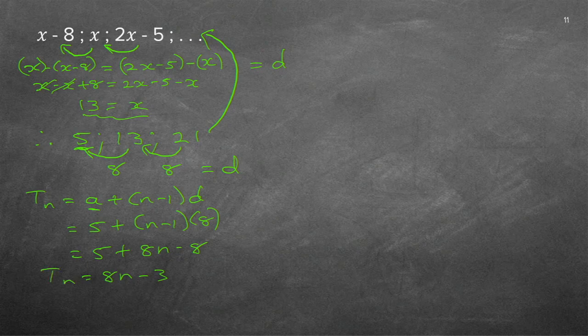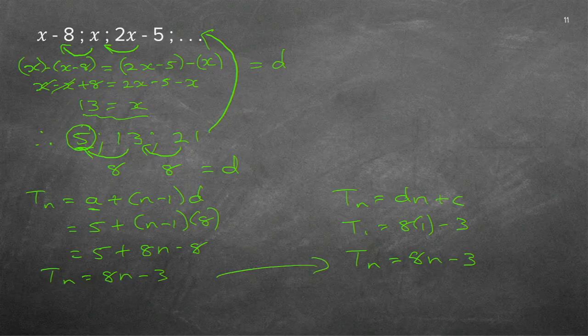If you rather chose the other formula, so let's just quickly check, that was dn plus c. If I check term 1, and I say the d is 8 times 1, it gives me 8. But what was term 1? Term 1 was 5. 8 is too much. I must subtract 3. So if I rewrite my formula, it's 8n minus 3. And there you can see it's exactly the same, so it doesn't matter which formula you use.